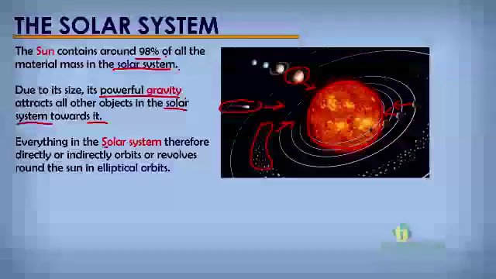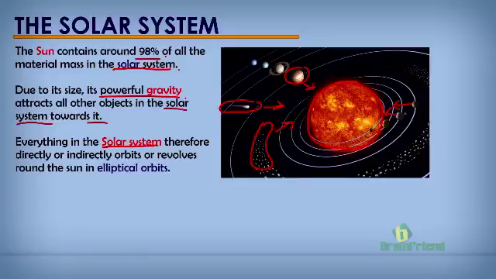So everything in the solar system directly or indirectly revolves round the sun in elliptical orbits. These lines represent the orbits. They're elliptical in shape, hence the name elliptical orbits. The moons of our planet, for example, Earth, revolve round the Earth, while the Earth revolves round the sun. So we can say the moon indirectly revolves round the sun.